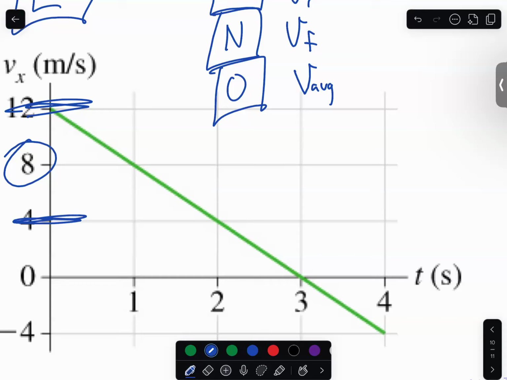The correct answer is 36. There is a graphical method which we will pick up on Wednesday.